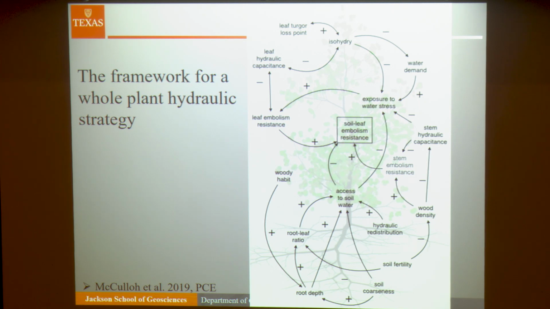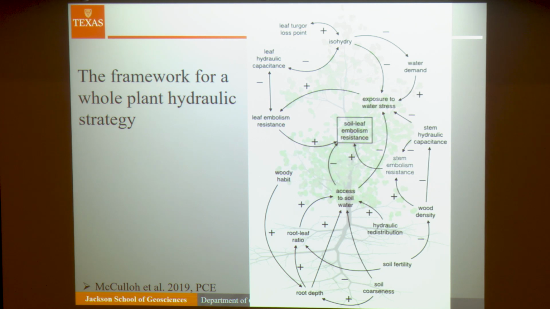And so this is a paper that was put forward by Kate McCulloh's group, and out of this review came this beautiful diagram of everything that comes together that influences a tree's hydraulic strategy. So starting with roots and rooting depth, but also understanding that soil and the environment that the tree is growing in will play a key role in how those roots develop.